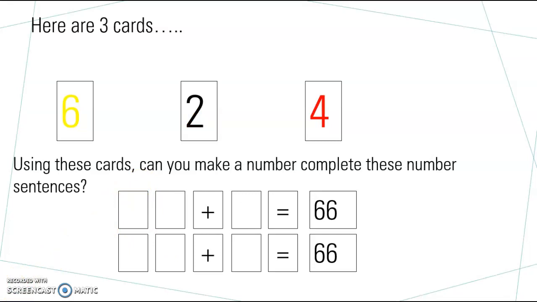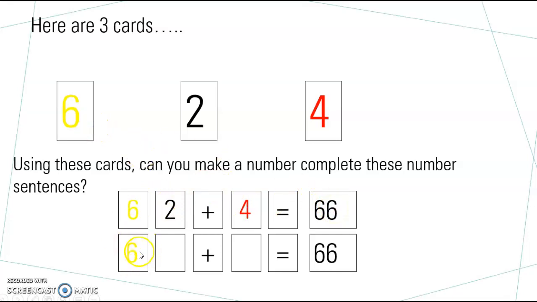So here are 3 cards: 6, 2, 4. Using these cards, can you complete these number sentences? So we have the answer 66. This is a 10, this is a 1, and this is a 1. We should look at that and think straight away, that's 6 tens, so let's put the 6 there. Then we can easily put in the 2 and the 4. We know that 2 with 4 equals 6, so 6 tens and 6 ones is 66.